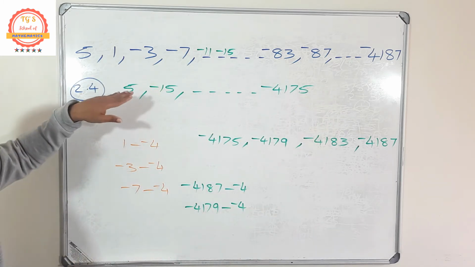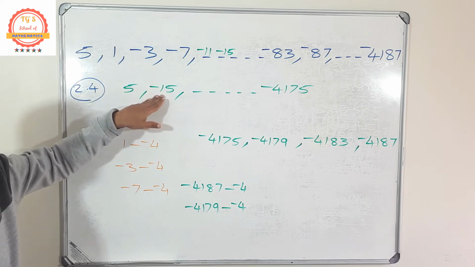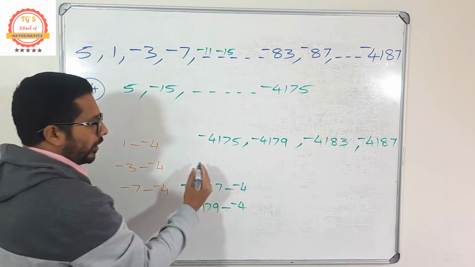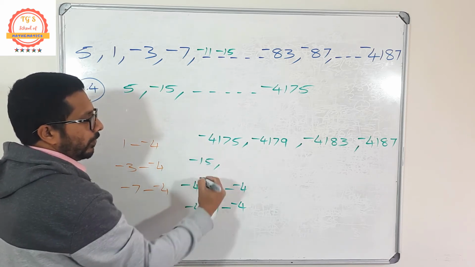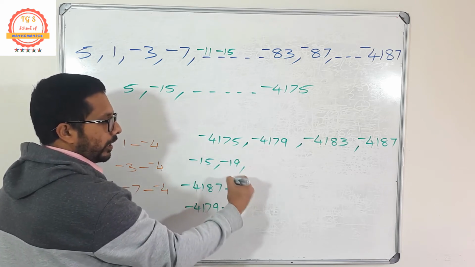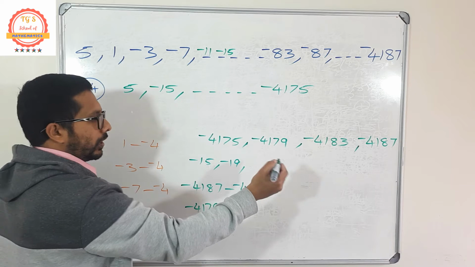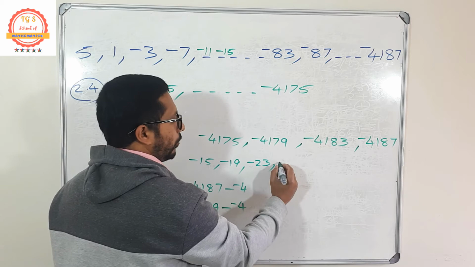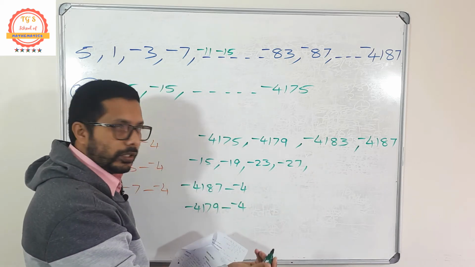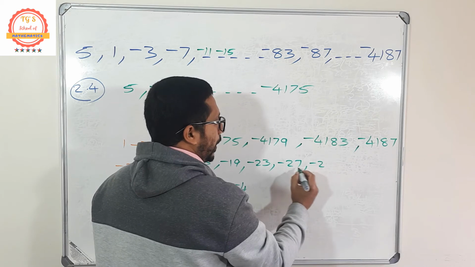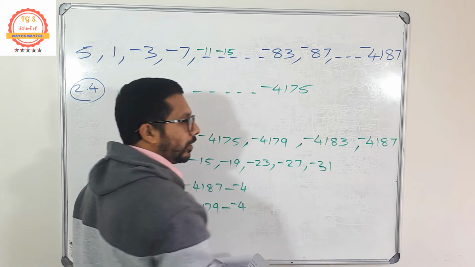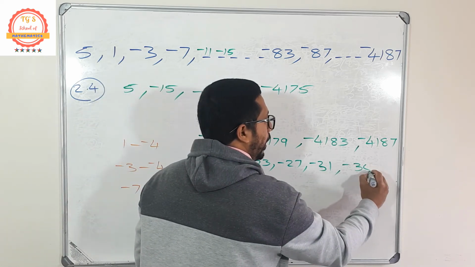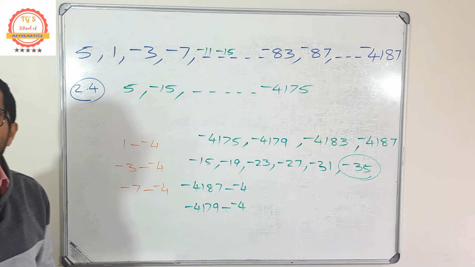So look at once more. Now you can see that 5, minus 15. How can you find the next term if you want to find? There is no need, but look at this one. Minus 15. What is the next term? Minus 19. Minus 19 minus 4, that means minus 23. No, it's not divisible. Minus 23 minus 4, minus 27. No, still not divisible. Minus 27 minus 4, that means minus 31. Still not divisible. Minus 31 minus 4, minus 35. Look at that one. That one is divisible by 5.